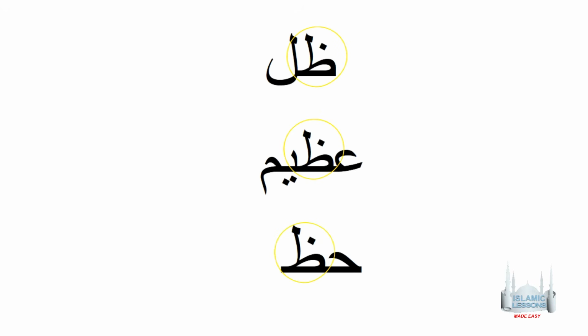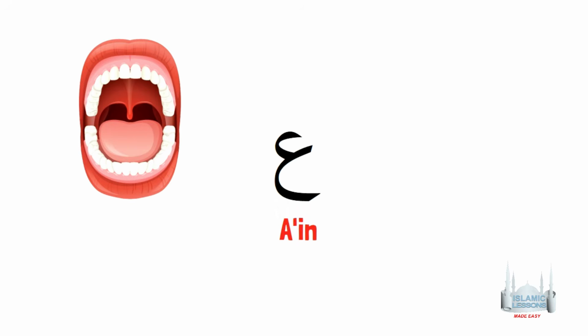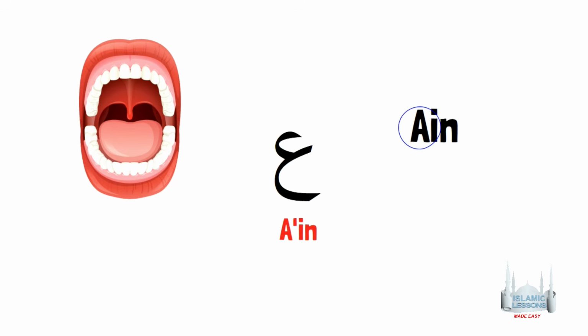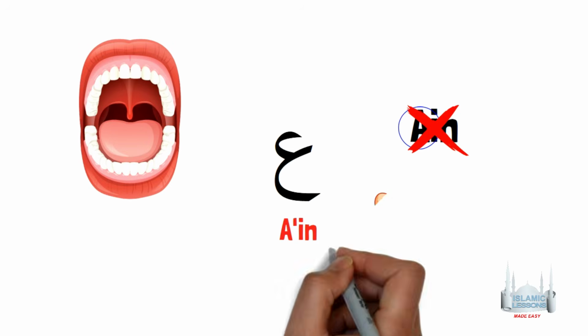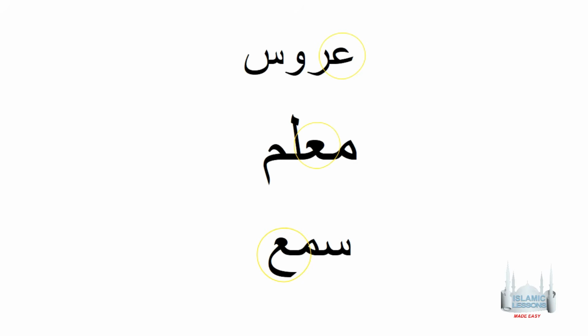This letter is called ayn. Ayn is a light letter. To pronounce ayn, it must come from the back of the mouth in the throat. If you pronounce it as ayn, as in the letter A, you have pronounced it wrong. It is as if you are biting a big apple. This is what the ayn looks like at the beginning, like this in the middle, and like this at the end of a word.